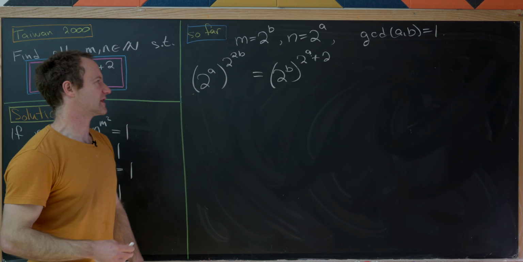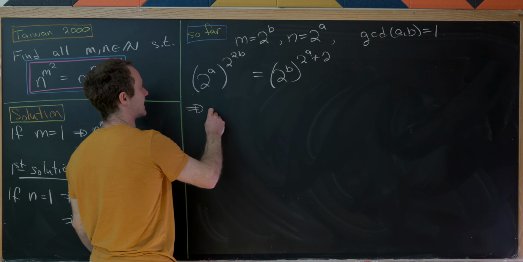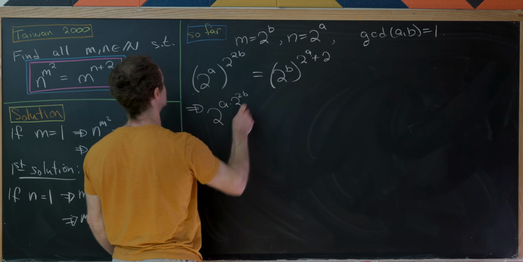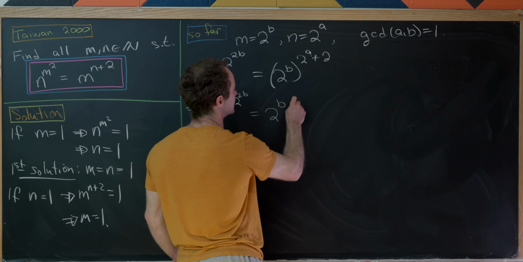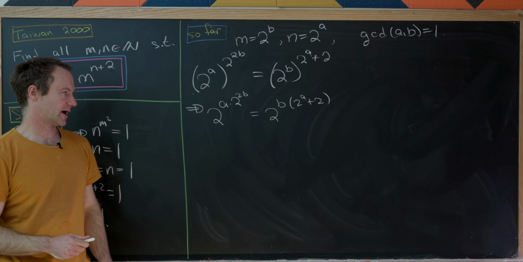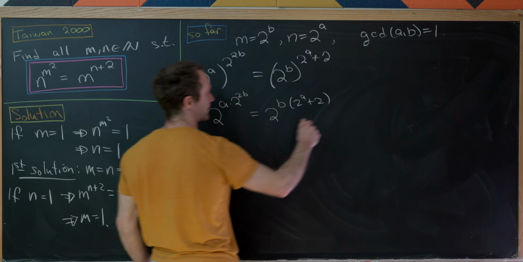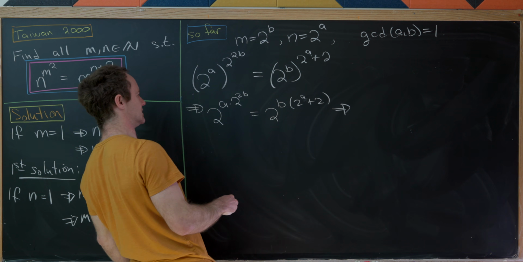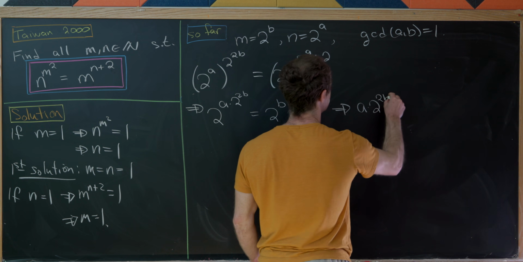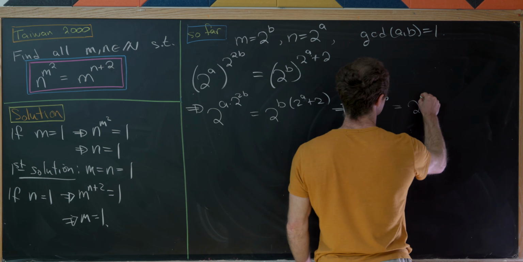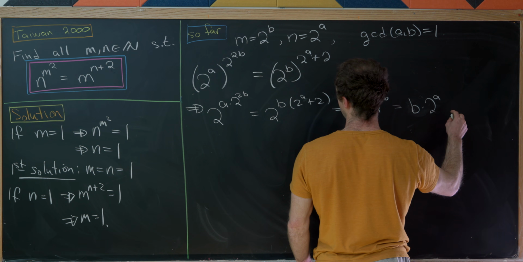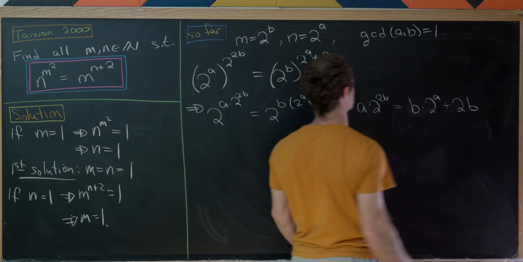So we've got something like that. And now let's simplify this a little bit. We'll have 2 to the a times 2 to the 2b equals 2 to the b times 2a plus 2. Okay, so that's where we're at. So now let's maybe take the log base 2 of both sides, and that'll leave us with a times 2 to the 2b equals 2a times b. Maybe we'll write it as b times 2 to the a plus 2 times b.